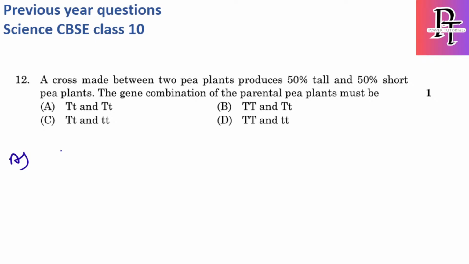So let's take option A, TT, TT. Here the combinations can be capital T with capital T, and capital T with small t, and small t with capital T. Capital T is the tall plant and small t is a short plant. So you can see here that capital T is the dominant trait.